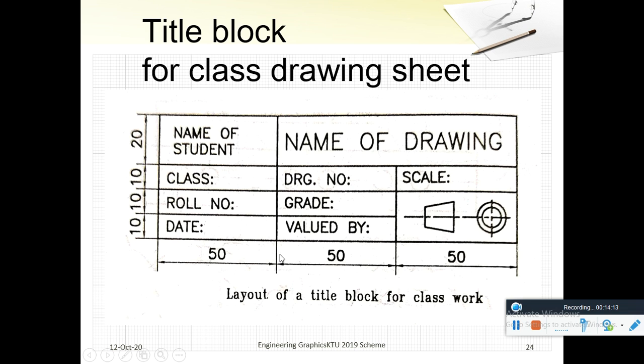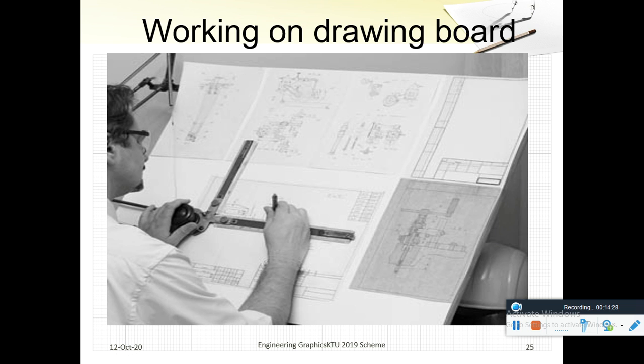In our classworks, we use only A4 size sheets. We are not using any mini drafter in the classroom for the KTU syllabus. Okay. This is the working on a drawing board. It's a drafting machine. It is used to draw parallel lines in this direction. The vertical lines can be drawn using this scale. That is how an engineer works in a classroom.